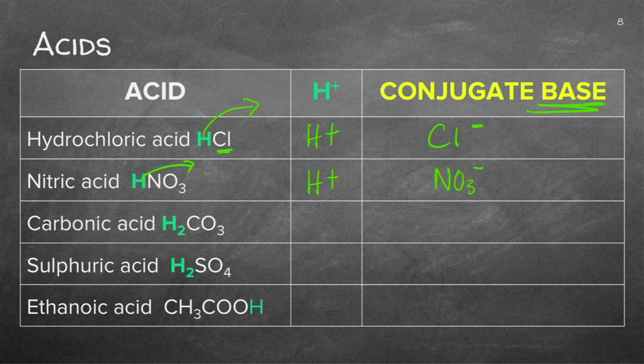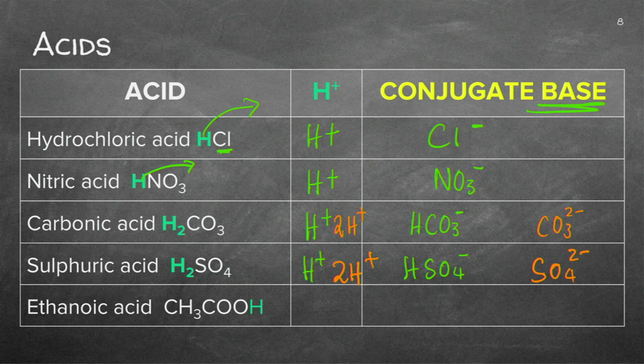Here I can donate either one and then form this as the conjugate base, or you can donate both of the H pluses and form that conjugate base. I've got sulfuric acid exactly the same. It can donate firstly one, and that will be the conjugate base, or it can donate both of the hydrogens to form that conjugate base.